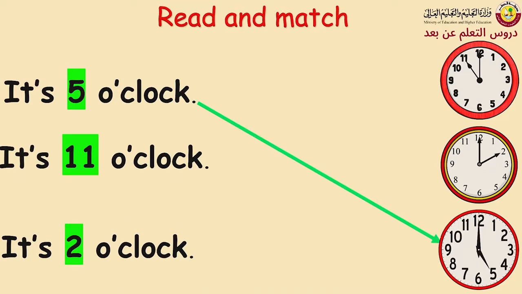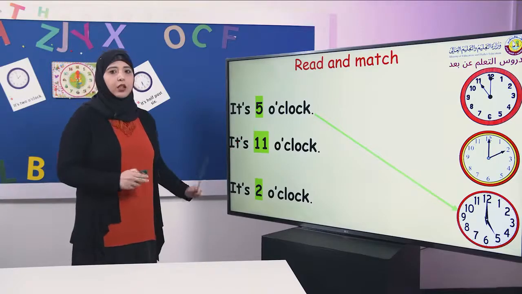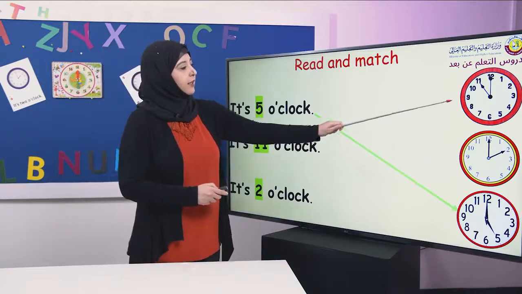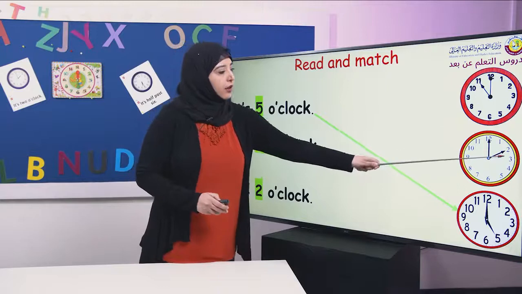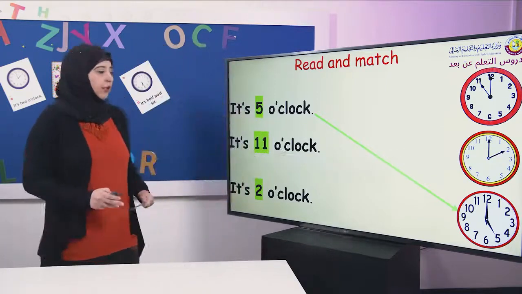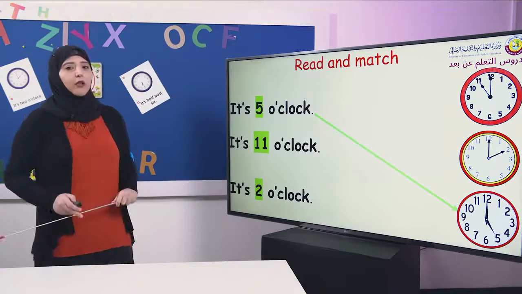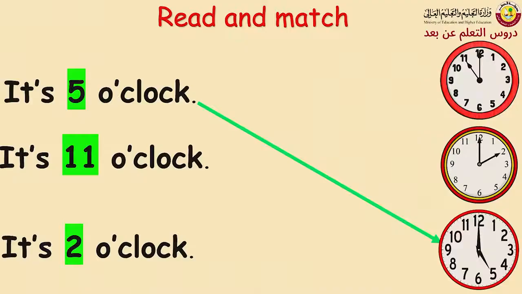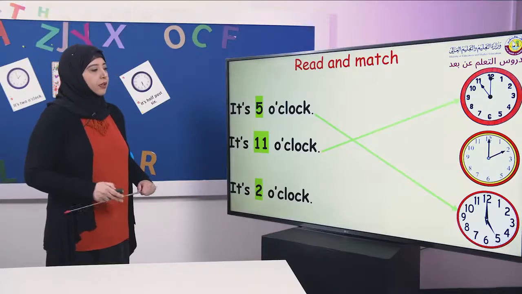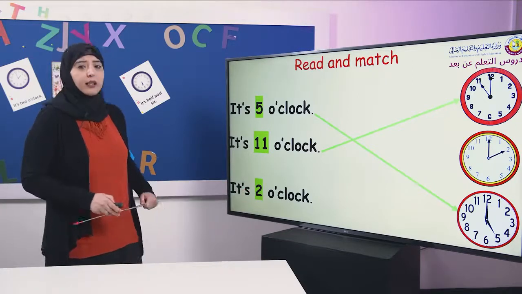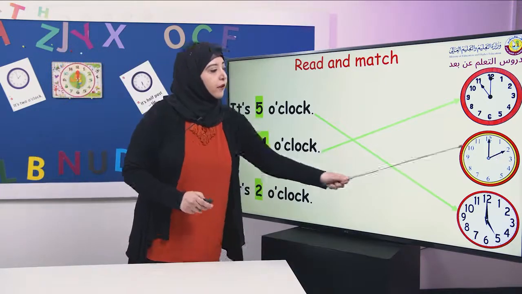Now let's read this time. It's 11 o'clock. Which one is 11 o'clock? Look at the short hand here and here. Which one is 11 o'clock? Let's think. Great job. And the last time is, it's 2 o'clock. And this is the short hand of the clock.